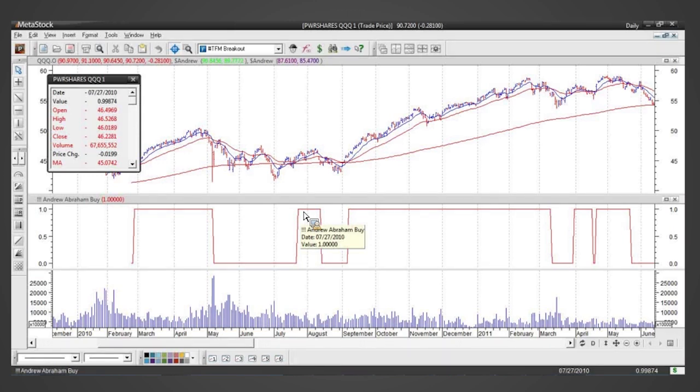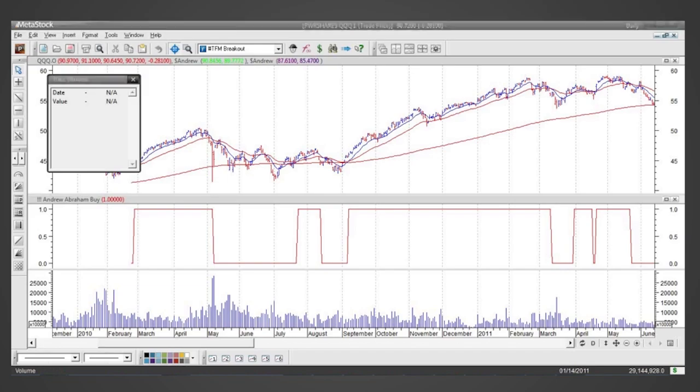Show of hands, how many of you have been trading since prior to 2003? You can just put up your hands real quick. I don't know if it's showing here, or let's just see if it's here.